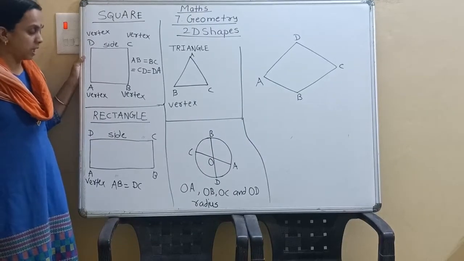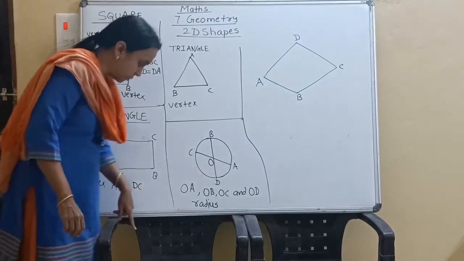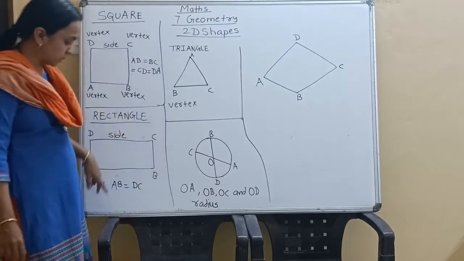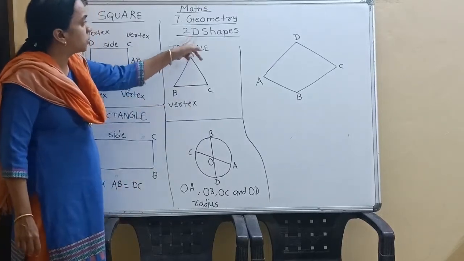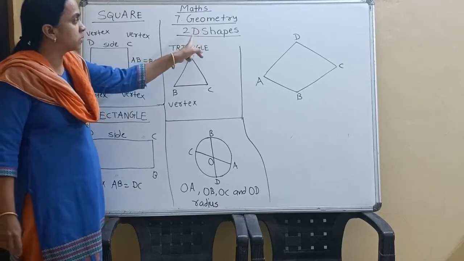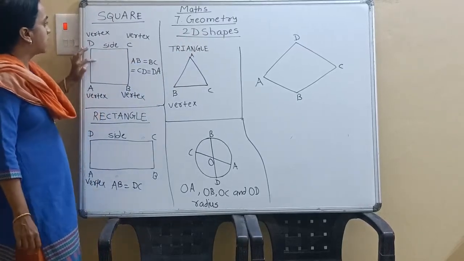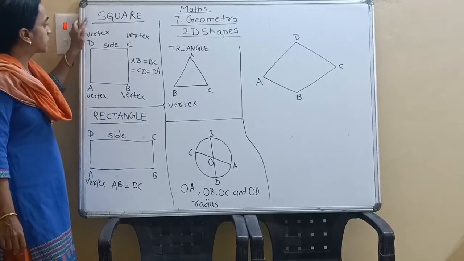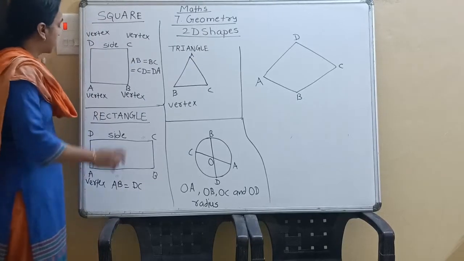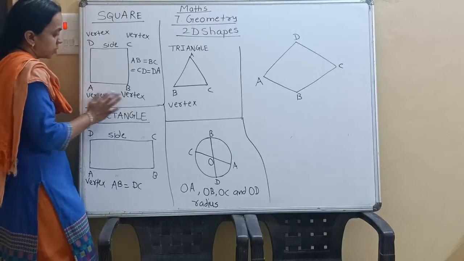Now see your page number 120. What is given on this page? 2D shapes. 2D shapes means two-dimensional shapes. We will see one by one. Our first shape is square. What is the name of this square?